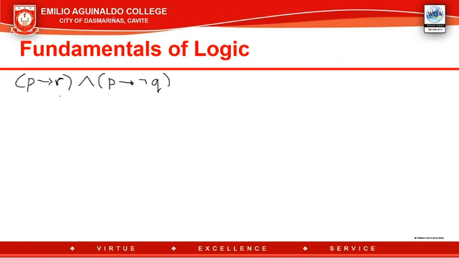Now we have here 3 variables. So dahil 3 variables, medyo dadami din yung ating output for our truth table. So we now have here P, Q, and R. So meron ba tayong negation? Meron na yung negation of Q.